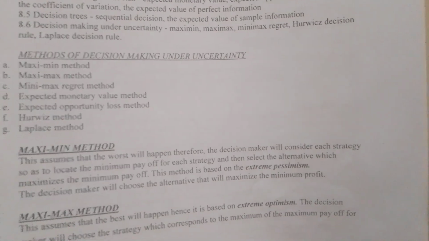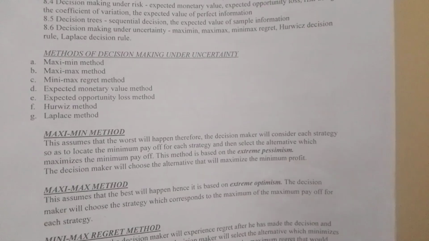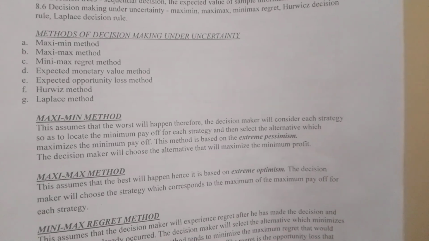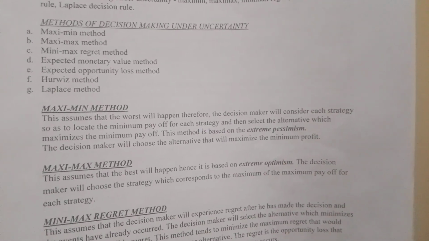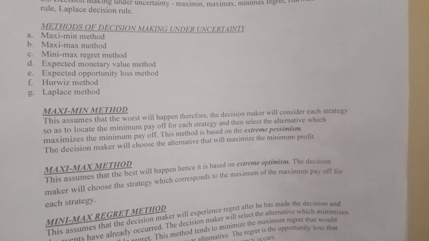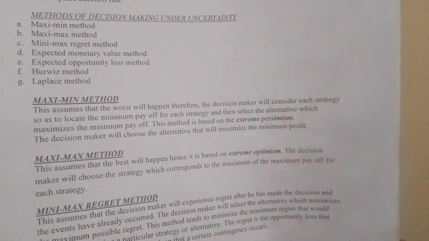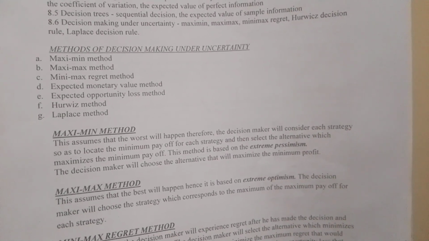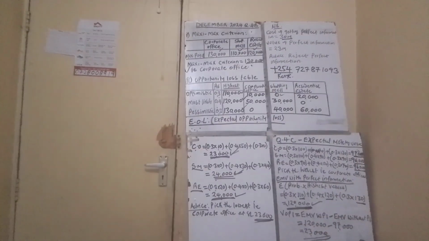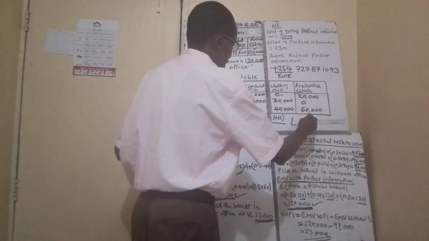You can see methods of decision making and uncertainty. That is what is covered. Understand max-min method, max-max method, mini-max regret method, expected monetary value method, expected opportunity loss method, Wald's method, and Laplace method. Now let me mention something about Laplace method before I leave, even though I think I mentioned that last time.